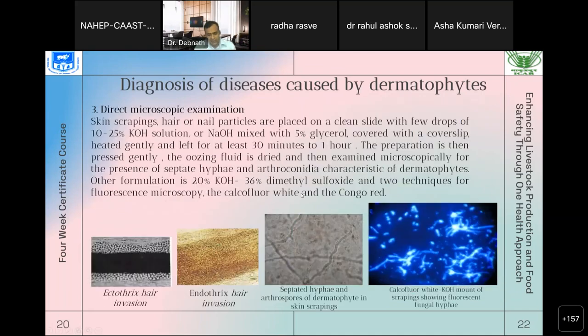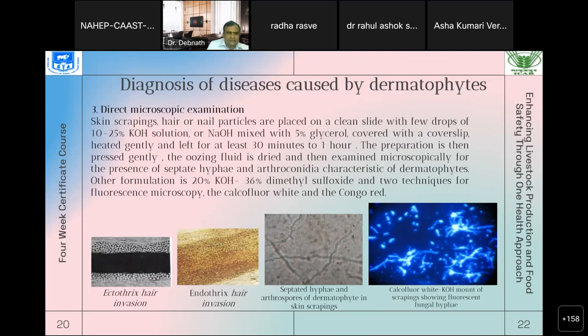Now, after collection of the sample, first of all we do direct microscopic examination. We take a small amount of the sample on a glass slide and place a few drops of 10 to 20% potassium hydroxide solution. The concentration depends upon the type of sample. If it is a skin sample, which is soft tissue, you need a lower concentration, 10%. If it is hard tissue, like a hair or nail sample, then you need a higher concentration, about 25%. This KOH digests the tissue of the host, keeping the fungal elements intact. After applying the KOH solution, we should keep it for 30 minutes to 1 hour.